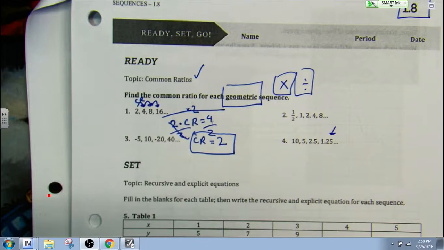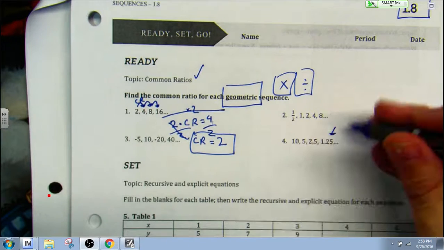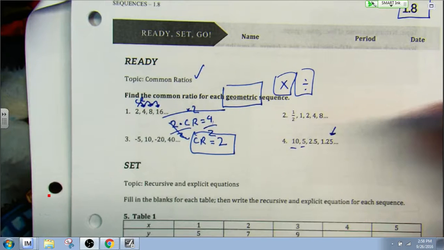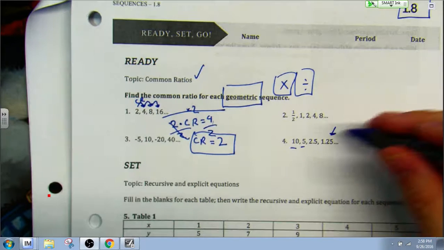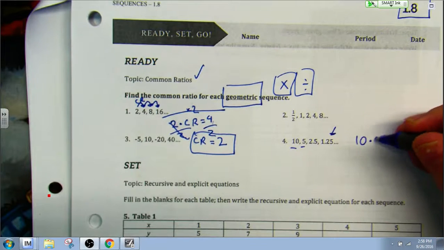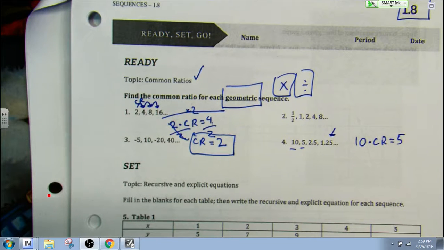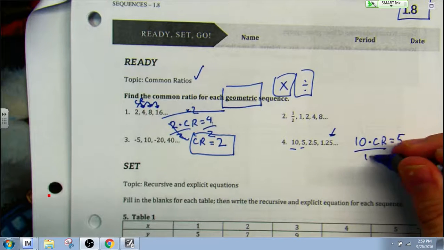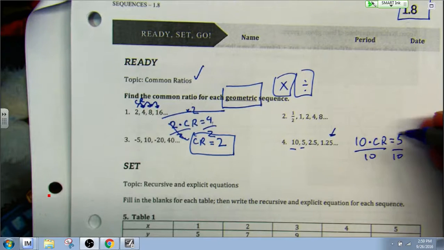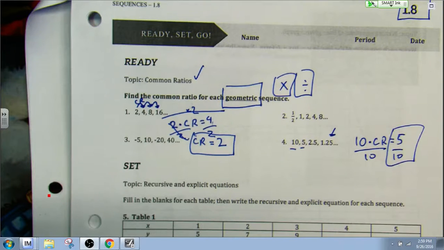So that's just another way we can do it, especially when we look at something like this, where we end up with these decimals. I'm not going to solve it for you, but I'm going to set it up for you. All we have to do is look at any two terms. I like the first two because they're right next to each other. And I know that 10 times my common ratio is going to equal 5. And from that, we can figure out what our common ratio is by dividing by 10, and then simplify that, and you'll have your common ratio.